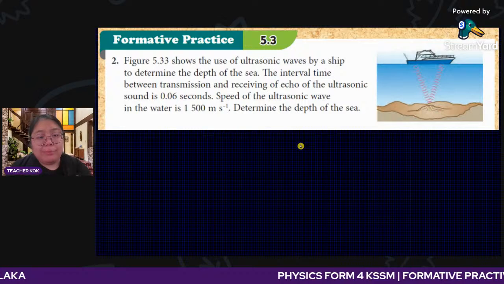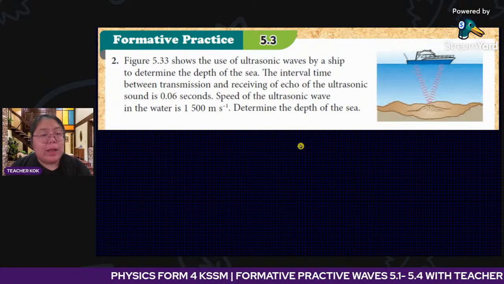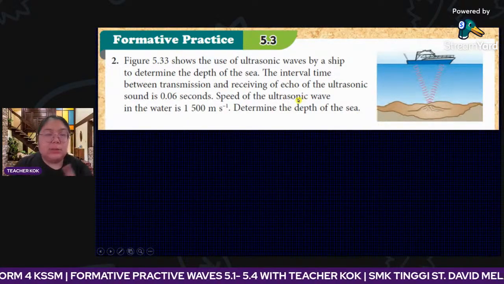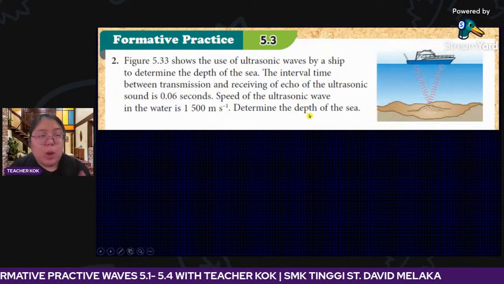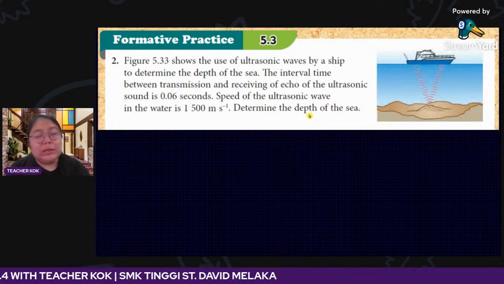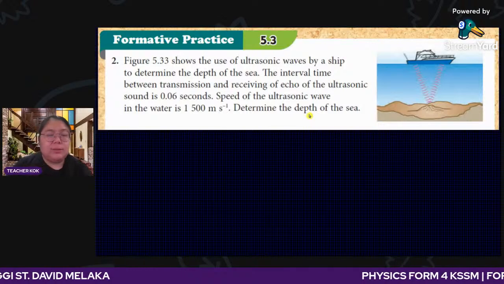So that means the time taken already is two-way. Then the velocity, when they just send, is also two-way. But the question always asks for that, which is one way only. So that means after you get the answer, you need to divide by 2. That one is the calculation for reflections.